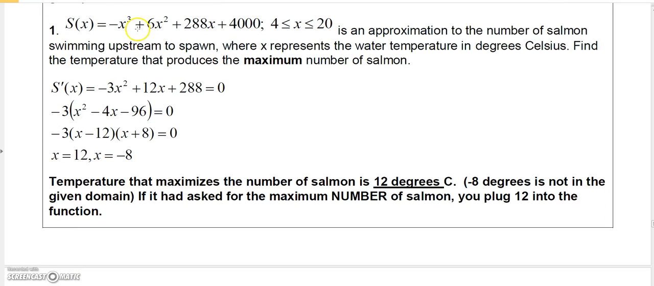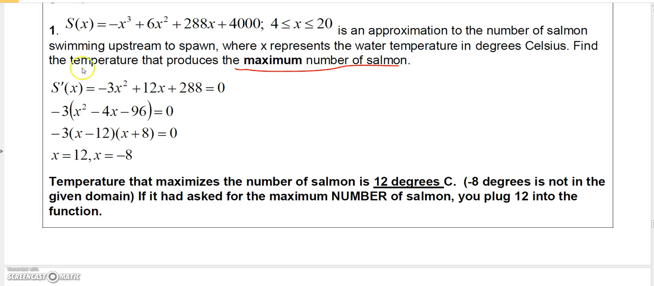Okay, here's another easy one. This function is an approximation to the number of salmon swimming upstream to spawn, where x represents the water temperature in Celsius. And it says find the temperature that produces the maximum number of salmon. On this one, we don't really have to fool with a secondary equation because we have everything we need in this equation here.